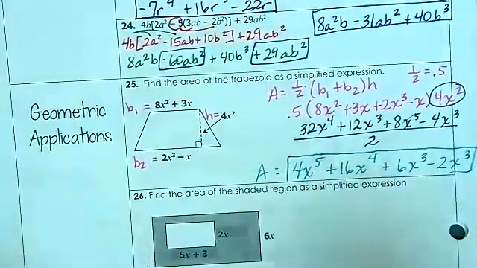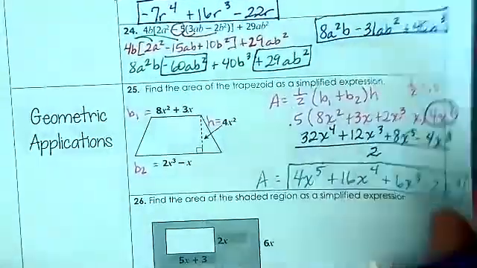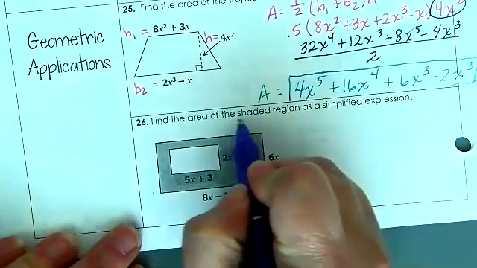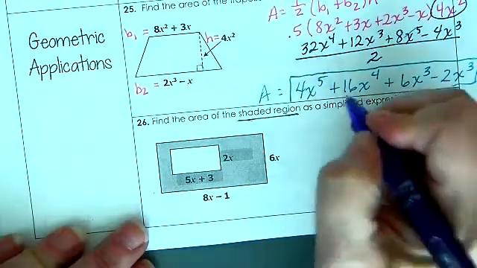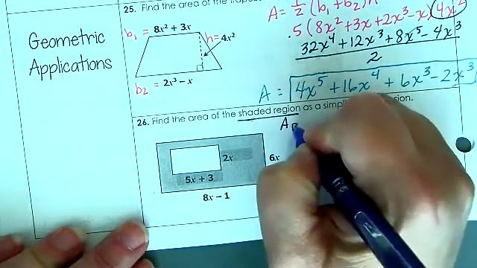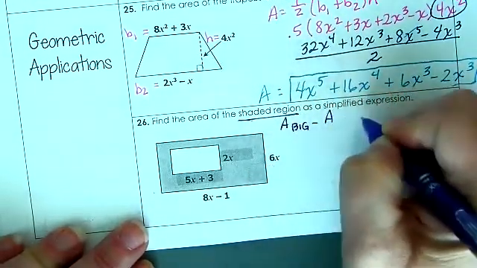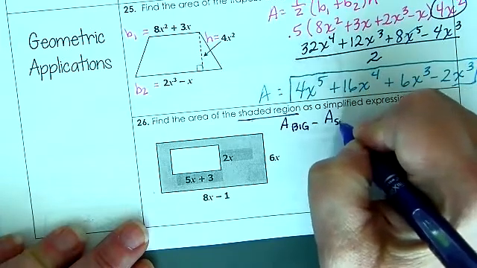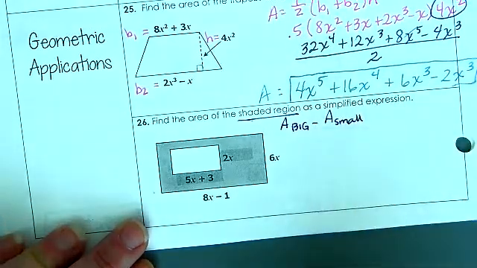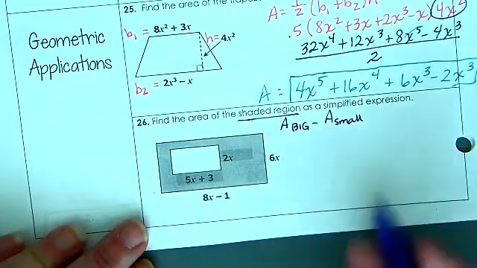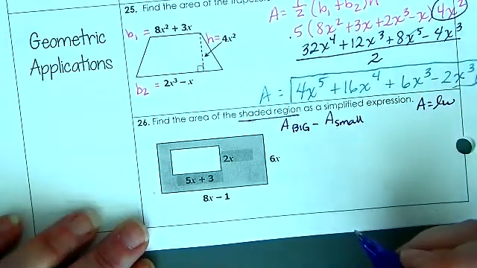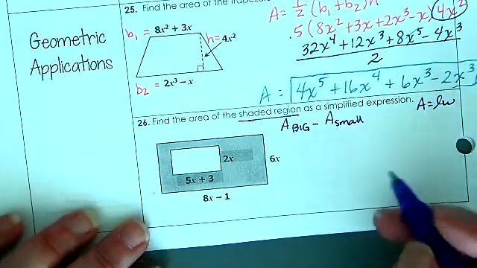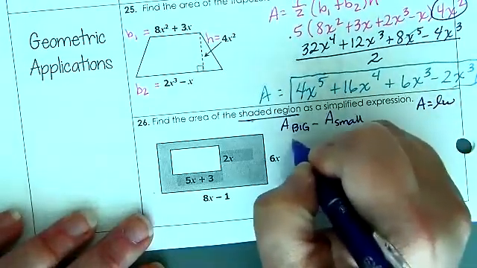Okay, last question, 26. The reason that I'm wanting to make sure I do this is because it wants the shaded region, which means I'm going to do the area of the big minus the area of the small, or area of the outside minus the area of the inside, whichever way you want to think about it. I do big minus small. Well, you've got to remember for a rectangle, that means we do length times width. So you can find each one and then simplify or plug them in.